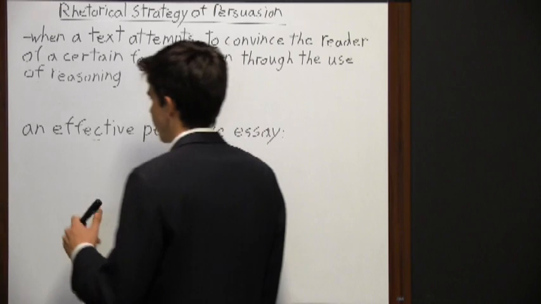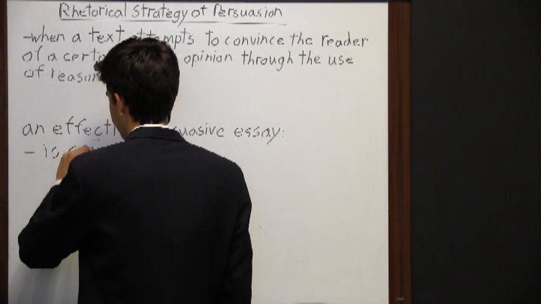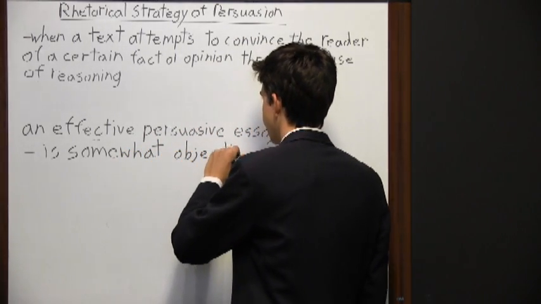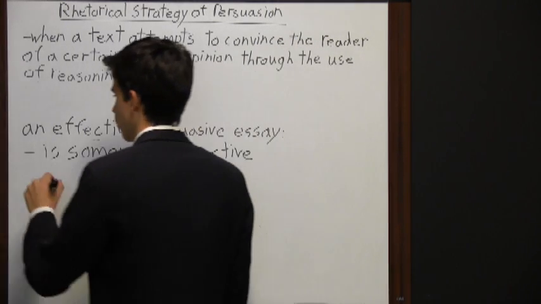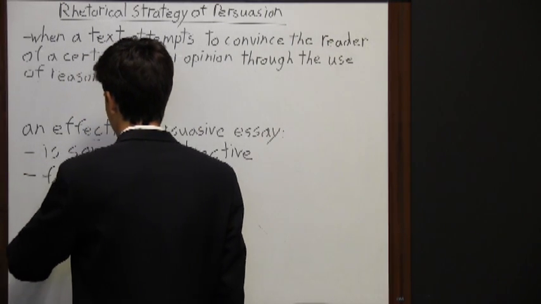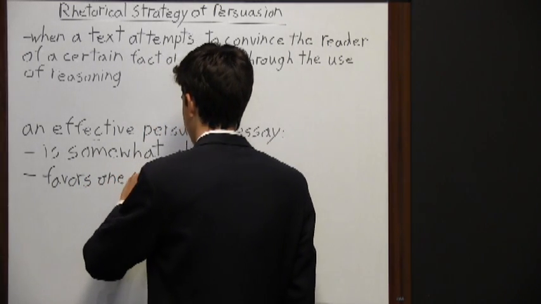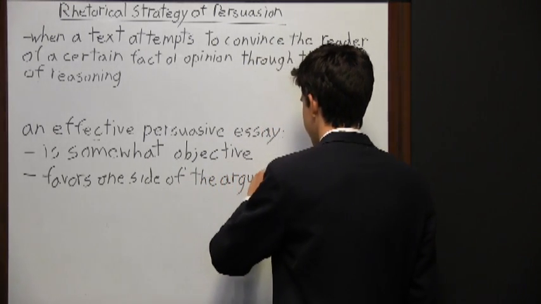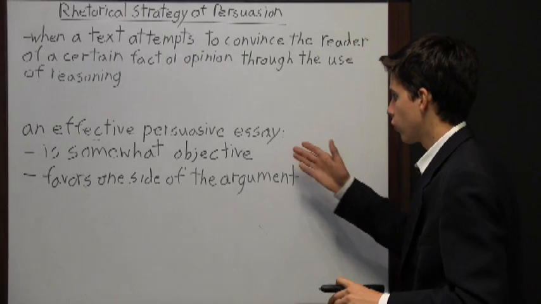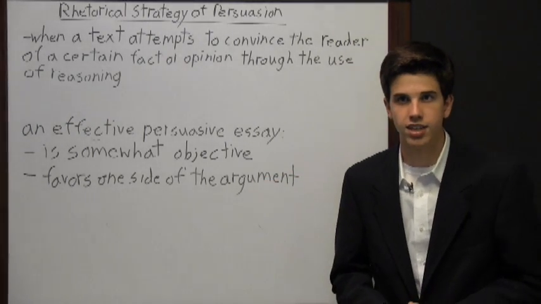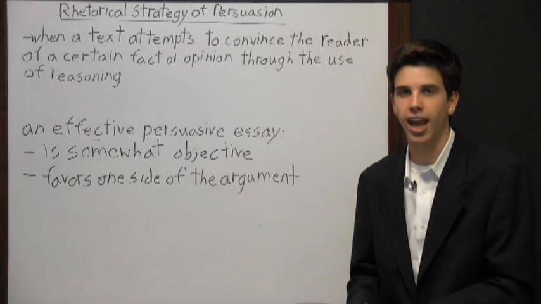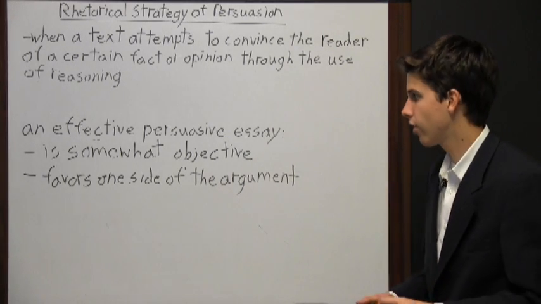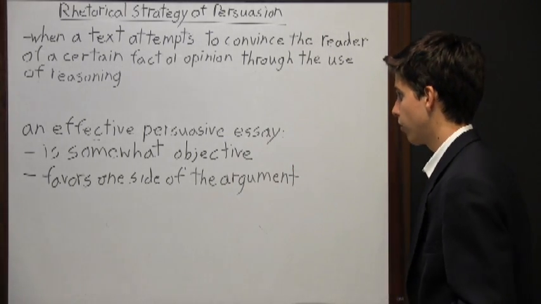So the first one is an effective persuasive essay is somewhat objective. In addition to that, an effective persuasive essay favors one side of the argument. Now, you may be thinking that these are contradictory statements, but these two statements can coexist in an essay. Now, the reason a writer needs to be somewhat objective is that a persuasive essay that does not seriously and reasonably assess the arguments of the other side will not be able to convince an impartial and thoughtful reader. So that's why it's important to be somewhat objective.